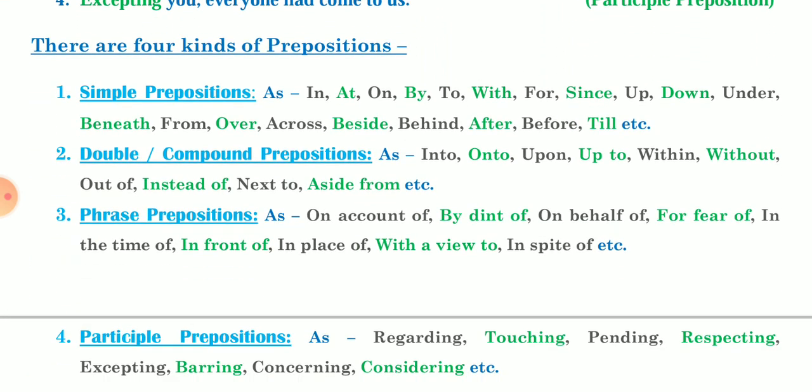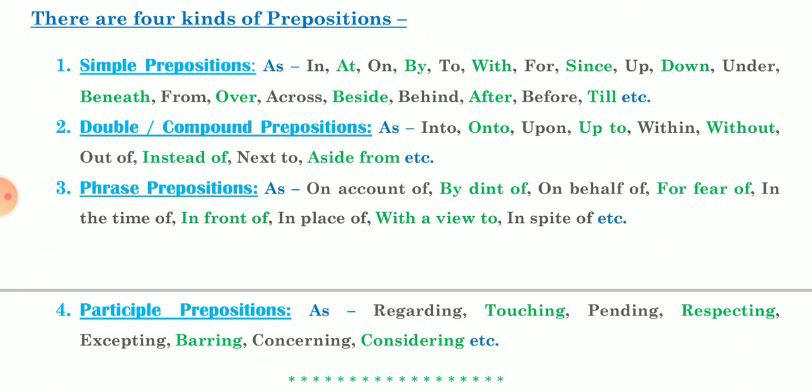So let's start. How many kinds of prepositions are there? There are four kinds of prepositions. First is simple prepositions. Simple prepositions are like in, at, on, by, to, with, for, since, up, down, under, beneath, from, over, across, beside, behind, after, before, till, etc. There are some more, and we are going to learn the uses of these words.